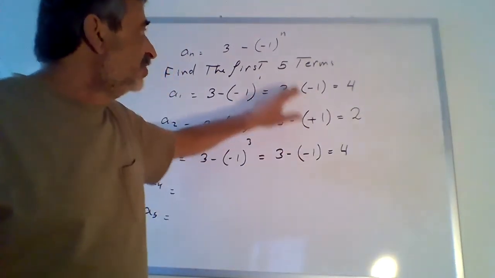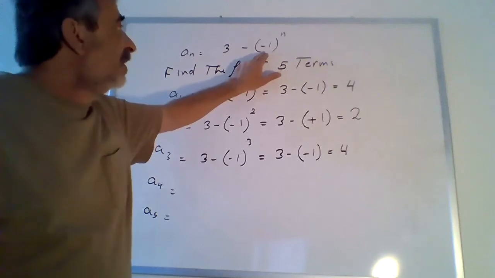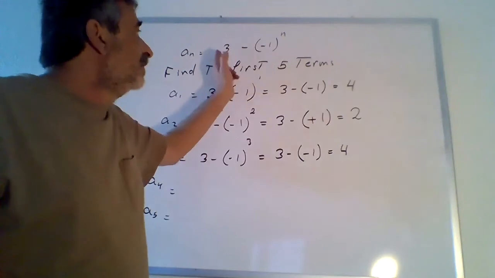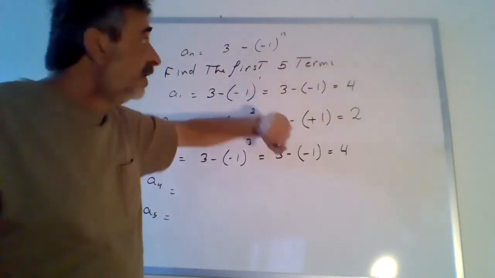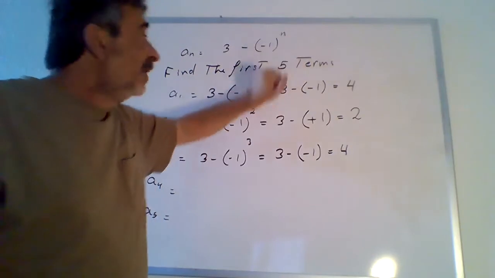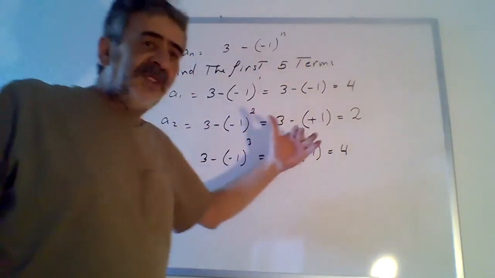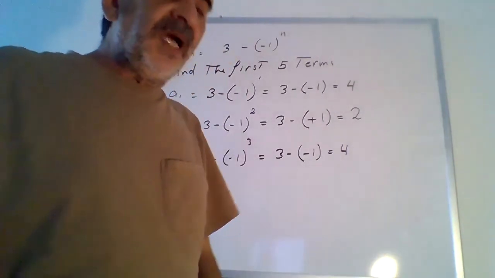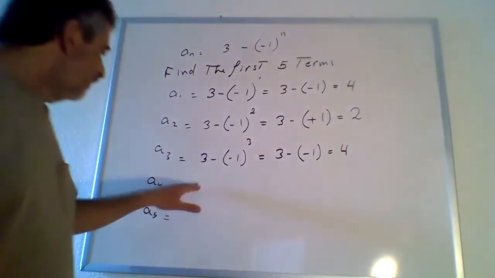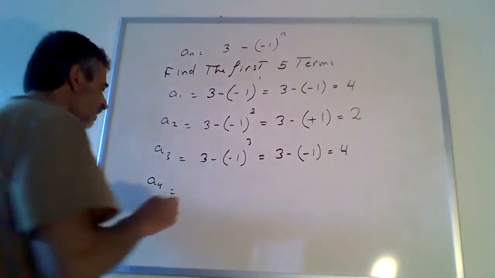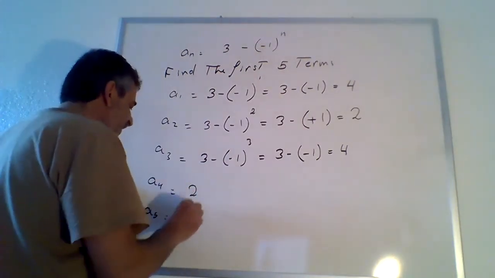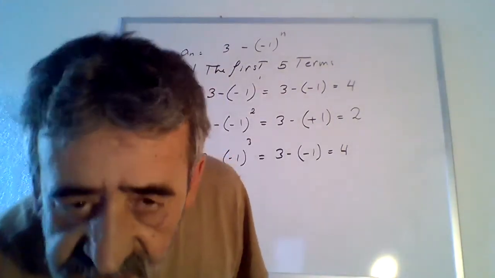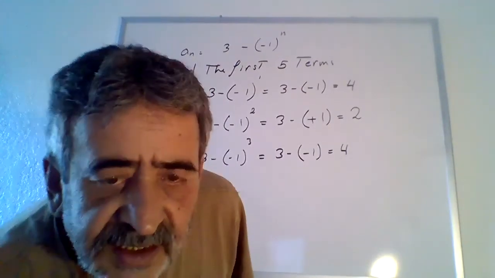Notice the only thing that changes is the -1 when the n is even. So we're subtracting 1 from 3, and when n is odd, we're adding 1 to 3. So that's all we're doing in this particular sequence. We're simply either adding 1 or subtracting 1 at that time. So of course, A4 is 2, A5 is going to be 4. So this is basically those sequences in this sense.